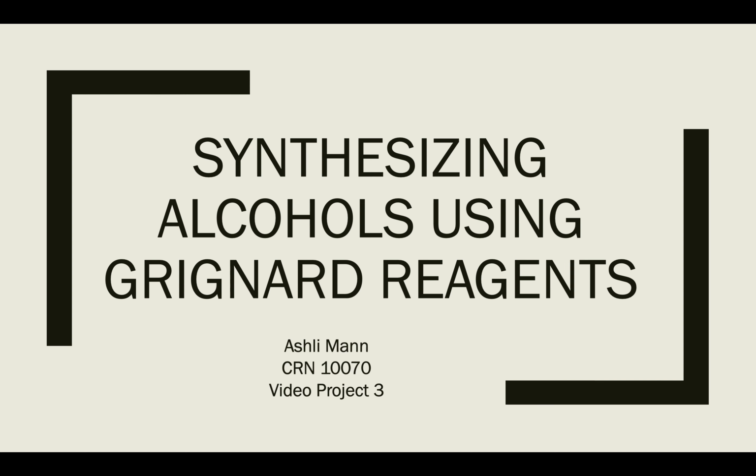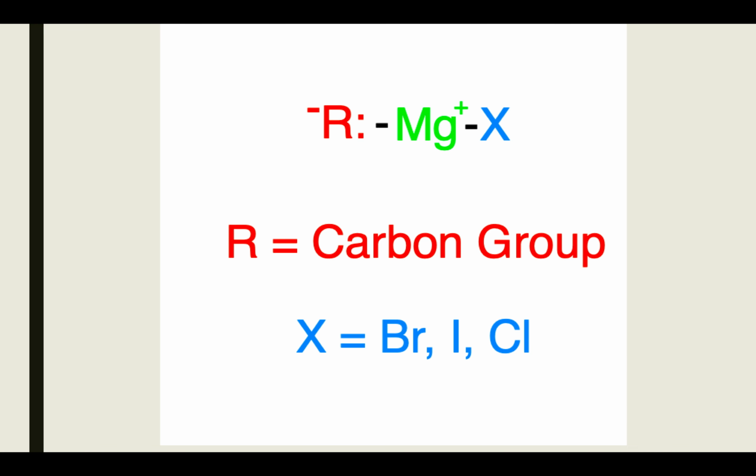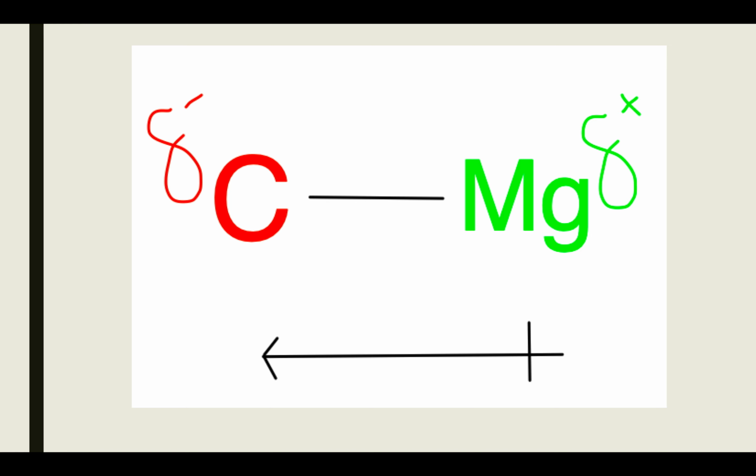I'm Ashli Mann, and I'm going to be talking about how to create an alcohol using a Grignard reagent. A Grignard reagent is a molecule in which magnesium is bonded to some type of carbon in either a chlorine, bromine, or iodine. This reagent is unique because magnesium is less electronegative than carbon, giving carbon a partial negative charge, which allows carbon to behave as a nucleophile. This is rare because typically carbon has a partial positive charge.